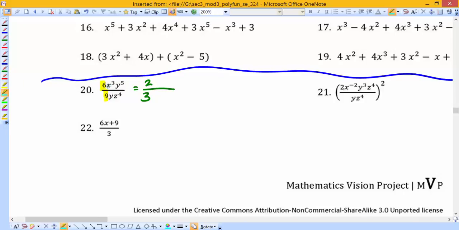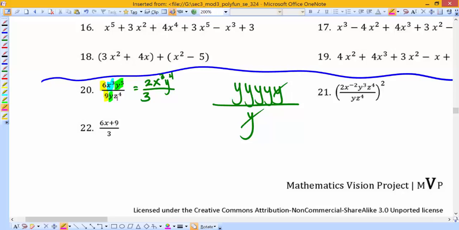Then you're going to look at your x. There is no other x, so you're going to leave it as x cubed. Then you're going to look at your y's. Oh, there's a y to the 5th and a y to the 1st, and the 1st is on the bottom. Well, this would be a y over y. And I can cancel one pair of y's, which leaves me with 4 on the top. So that's a y to the 4th.